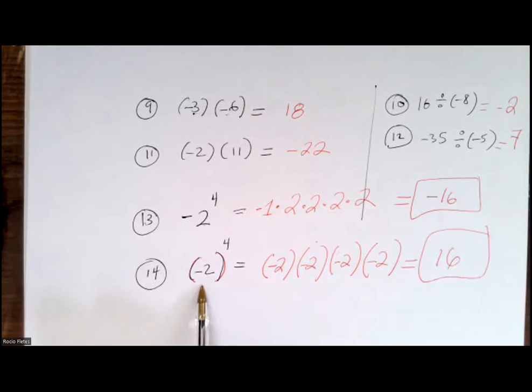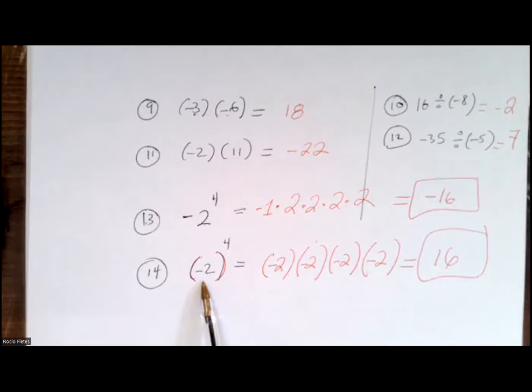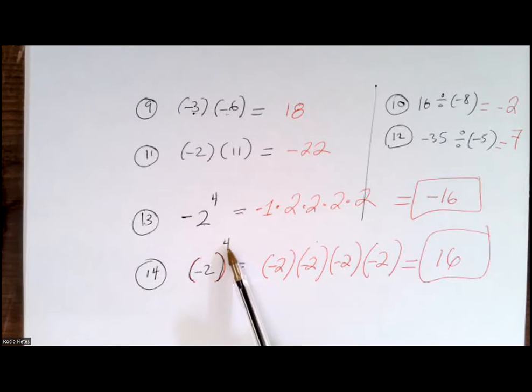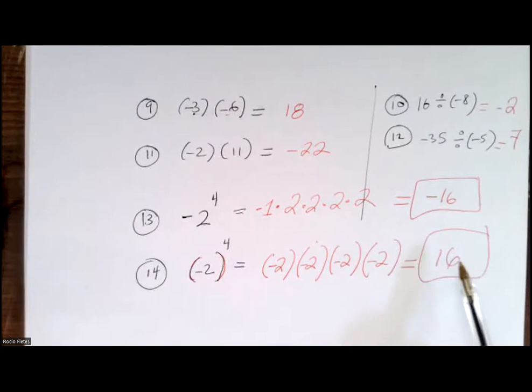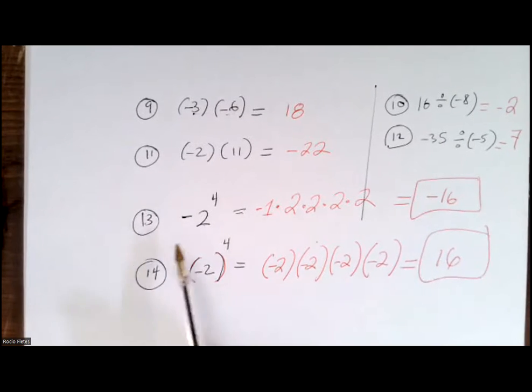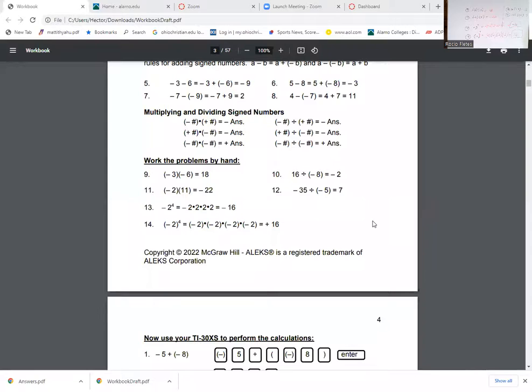So if the parentheses is around it and you're multiplying a negative number, you're going to raise it to an even power, the answer will be positive. But if you don't have a parentheses around it, it's going to give you a negative, okay? Just remember that. It's very important that you remember this rule. And that ends the signed numbers discussion.